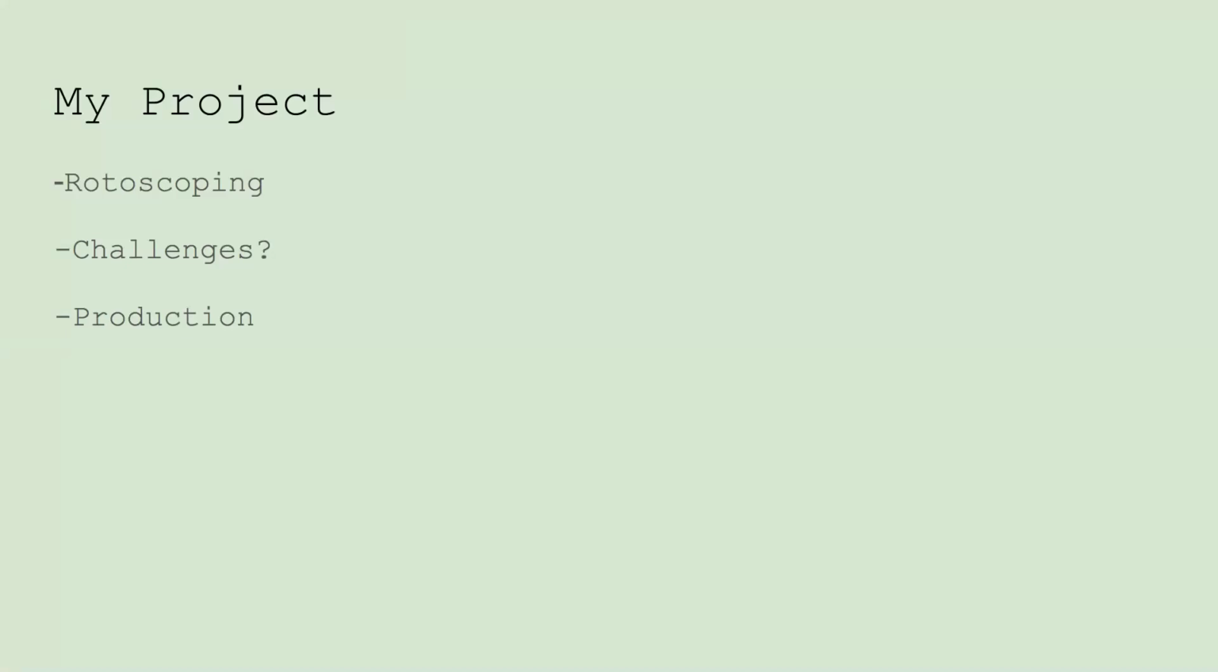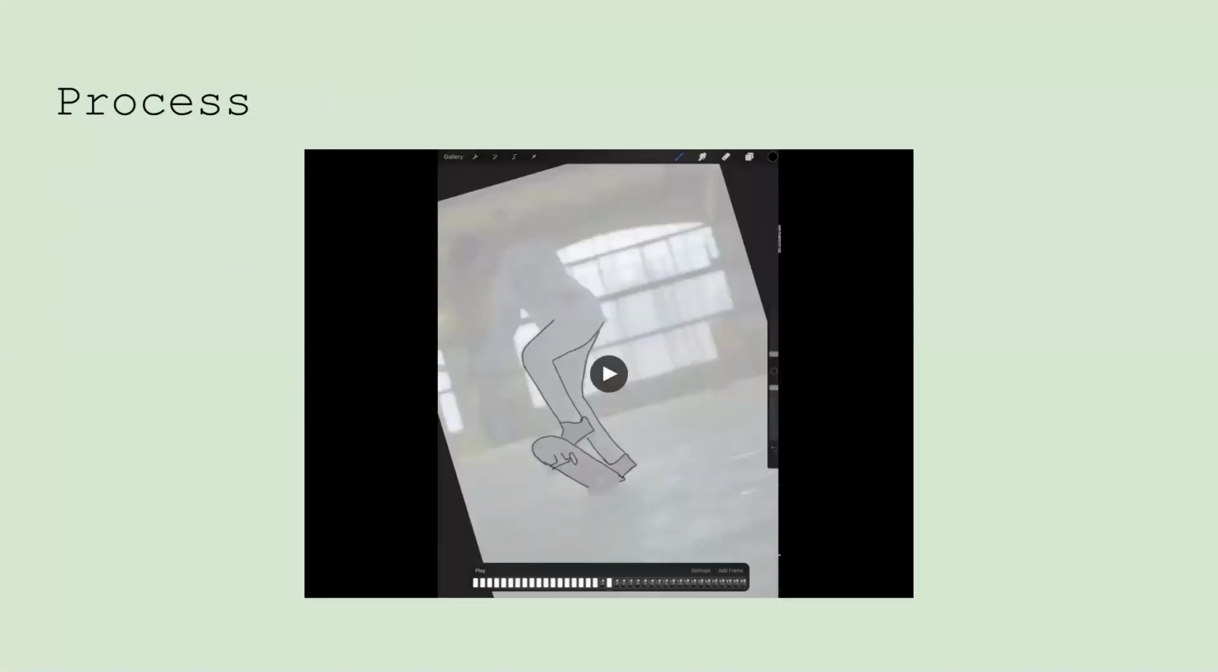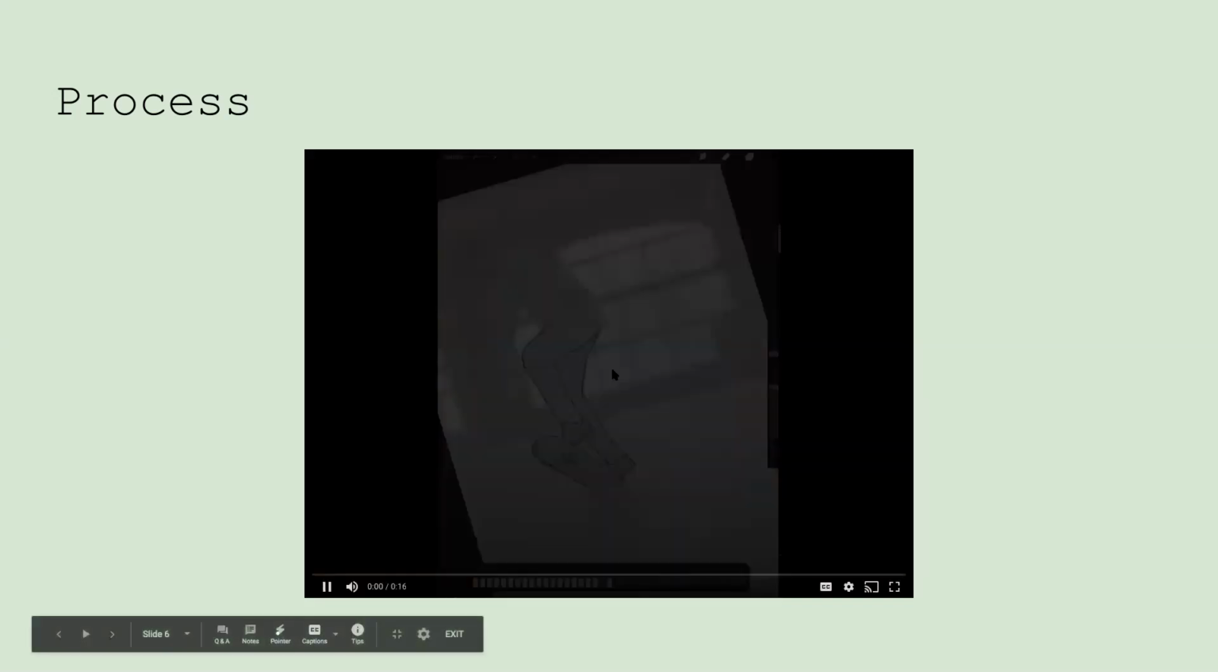So my process was, I first started out finding a video online that was free that I could rotoscope. I chose this one of a skateboarder, and then I traced over every single frame using Procreate. So here is a video of my process.